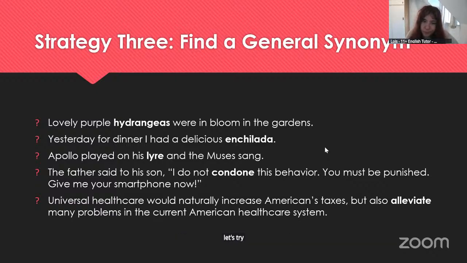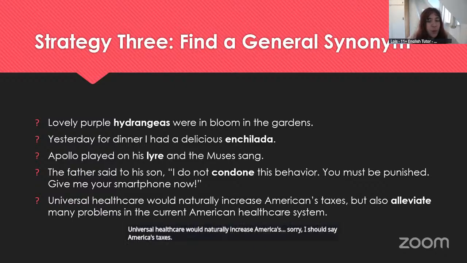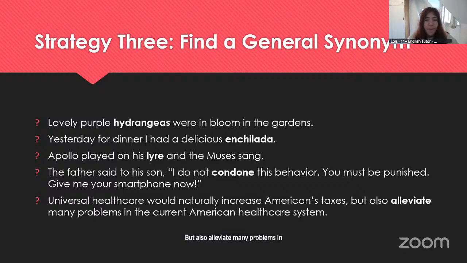All right, one more. Let's try the final one. Universal healthcare would naturally increase, sorry, I should say America's taxes, but also alleviate many problems in the current American healthcare system. So we're looking for the word alleviate. Can you find a very general synonym that would mean something pretty similar? It would increase the taxes, but alleviate the problems. Quite a few of you have said make, and it's kind of the opposite.